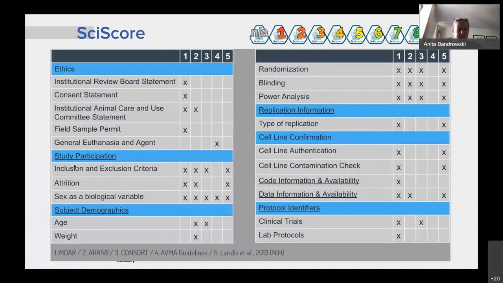But you can see study participation, things like inclusion, exclusion criteria, sex as a biological variable is being asked for across all the guidelines pretty much, subject demographics, randomization, blinding, power analysis. These are all things that we know are associated with better studies. Clinical protocols, lab protocols, your protocols.io from Lenny Tettleman. I saw that he was part of this series. Are being checked by the tool. And of course, our cell line authentication statements. So we know exactly how many authors are actually using cell line authentication to improve their papers.